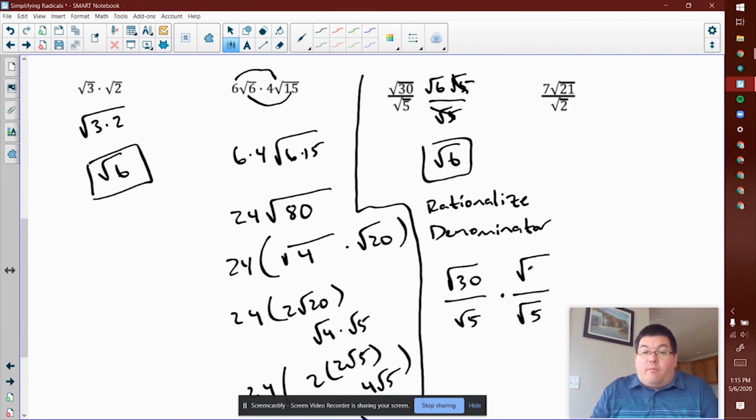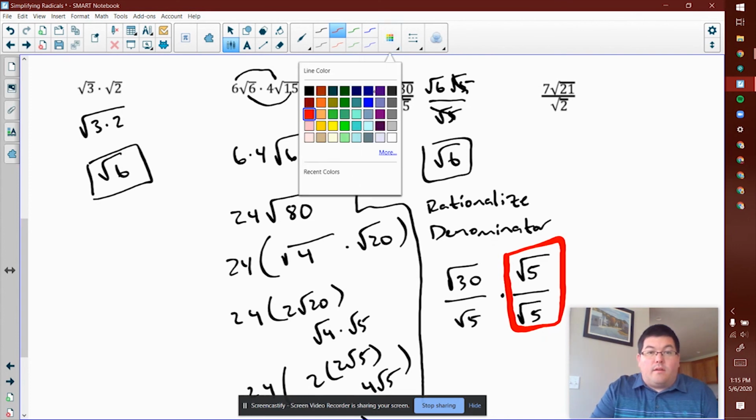We can then multiply the top by the square root of 5 also. But why would we do that? Why would we multiply the top by the square root of 5 also? Well, take a look at this number right here. What's going to be true about the square root of 5 divided by the square root of 5? What value does that number possess? Well, any number divided by itself has the value of 1.